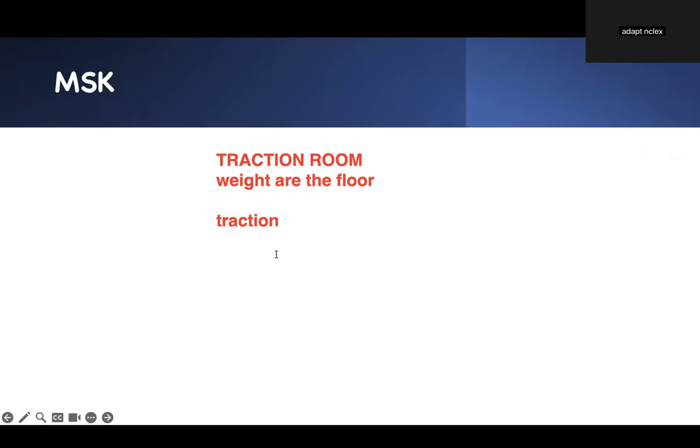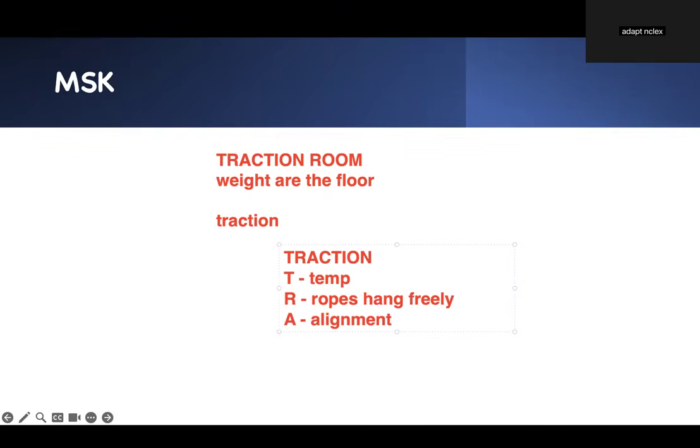So I want you to write this down. This is the mnemonic for traction, right? Traction. The T is to check for temperature when you're taking care of this patient. The R, make sure the ropes hang freely. That's key. The A, make sure everything is aligned. The leg is in alignment. What do you think about C? This is circulation. You've got to check vascular status. Make sure everything is flowing.